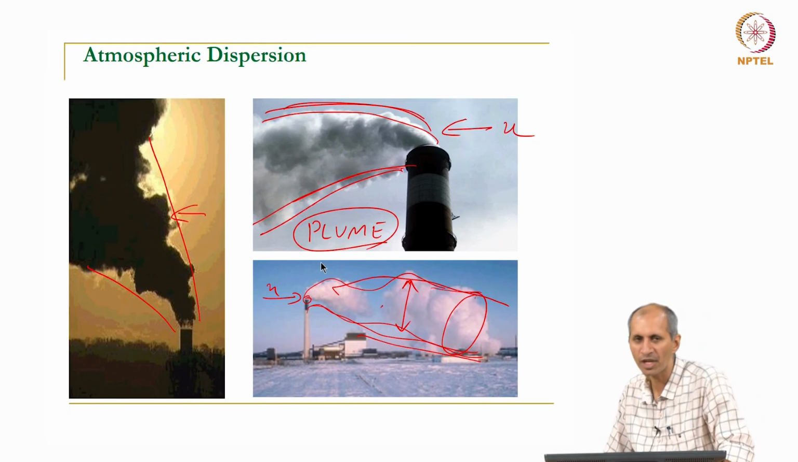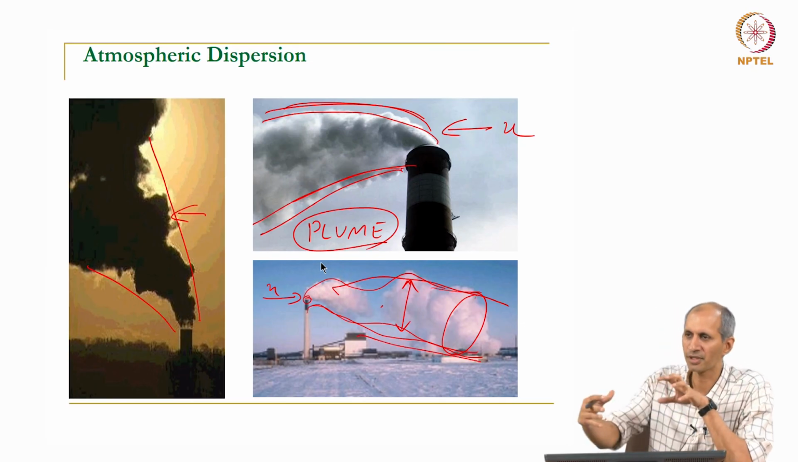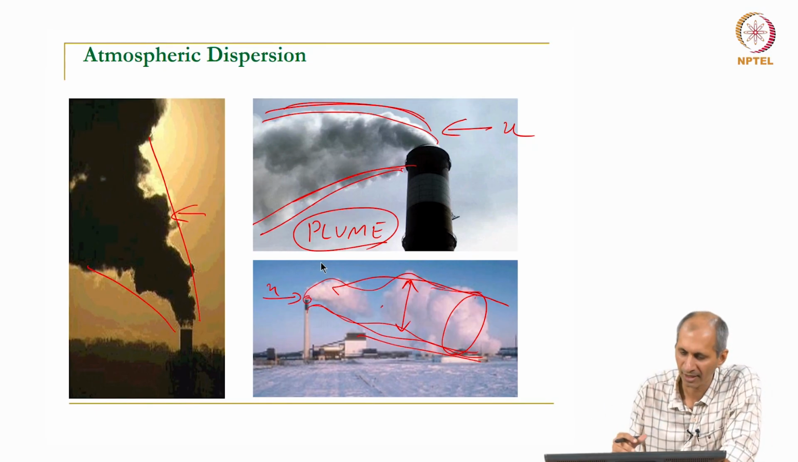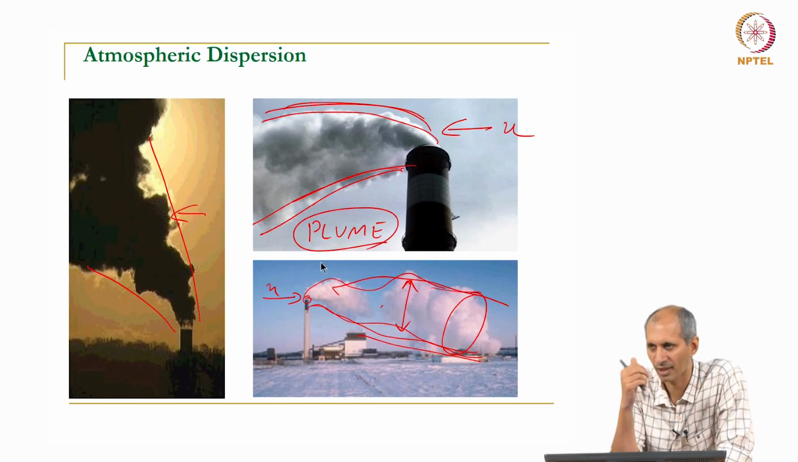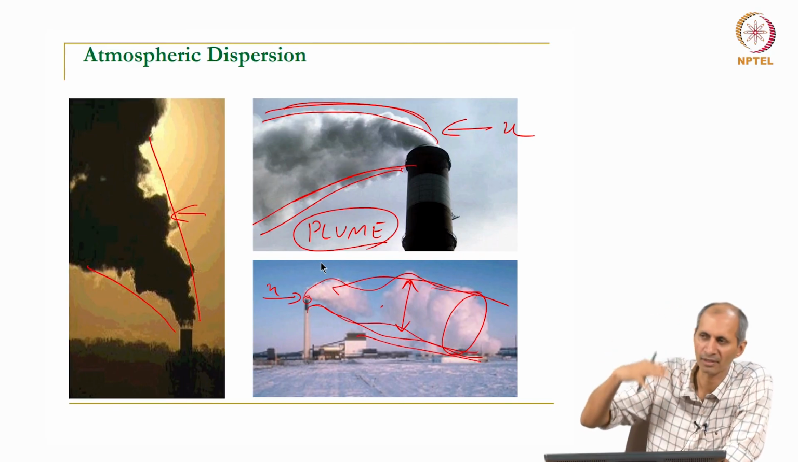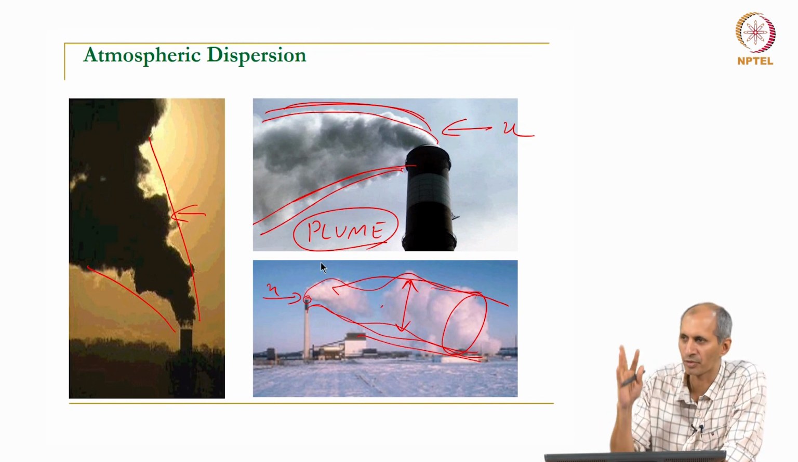The shape of this plume depends on how much it is spreading in both directions, x and y, and that depends again on what we discussed. The two things: one is convection because of mechanical forces, which is the wind, and the other is convection because of thermal forces. The thermal forces essentially influence the vertical spread, and the mechanical forces influence both vertical and horizontal.